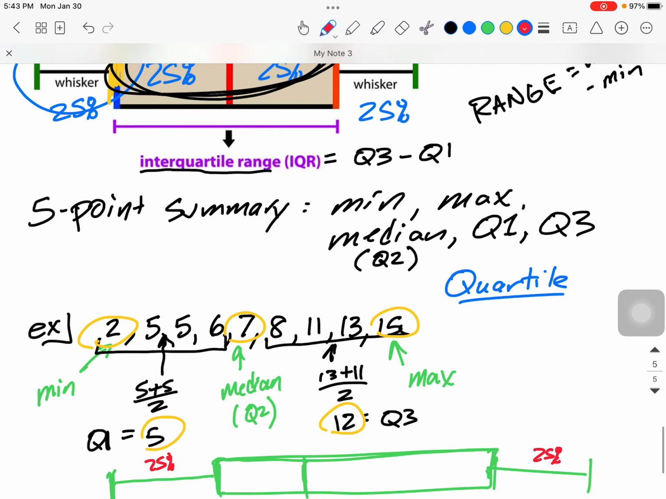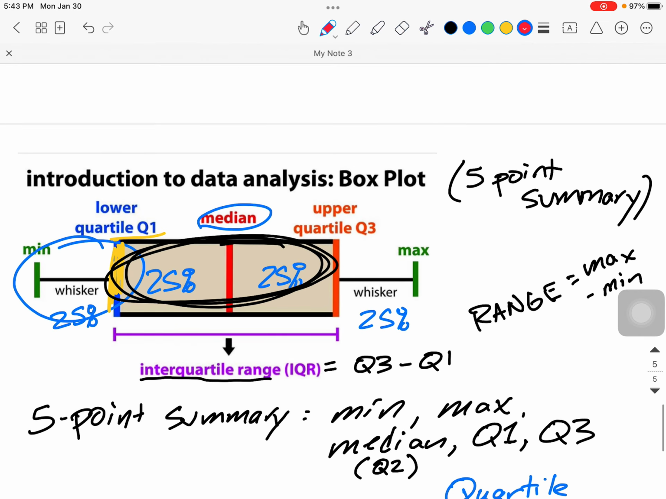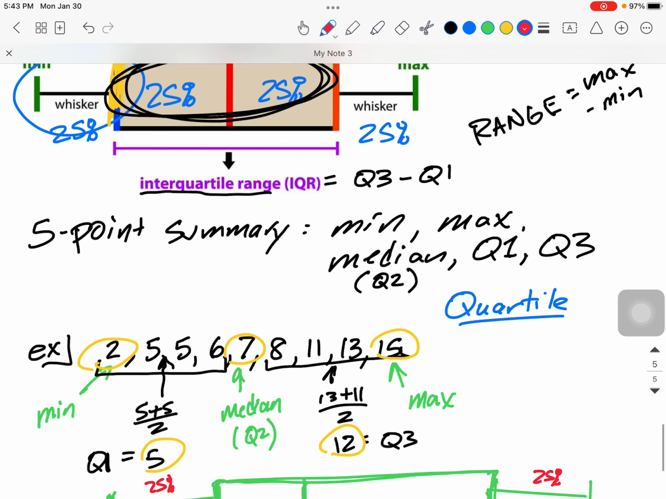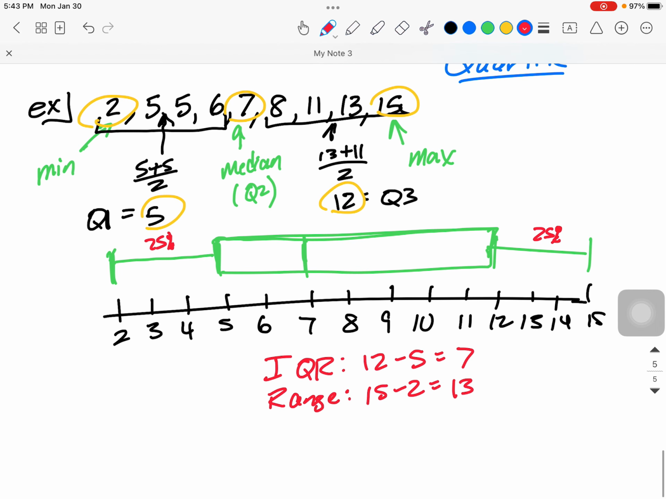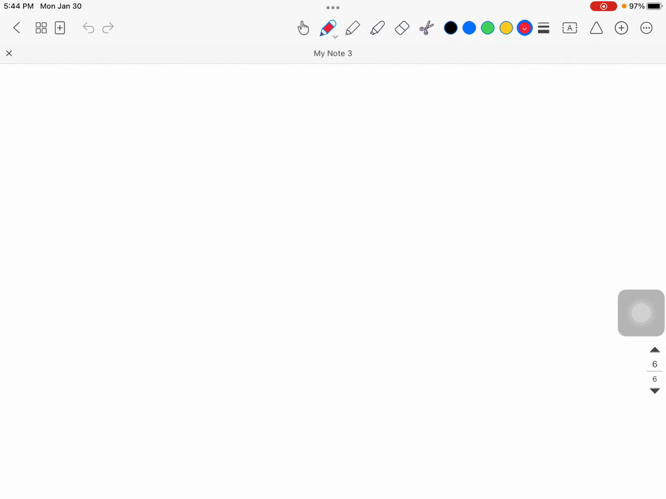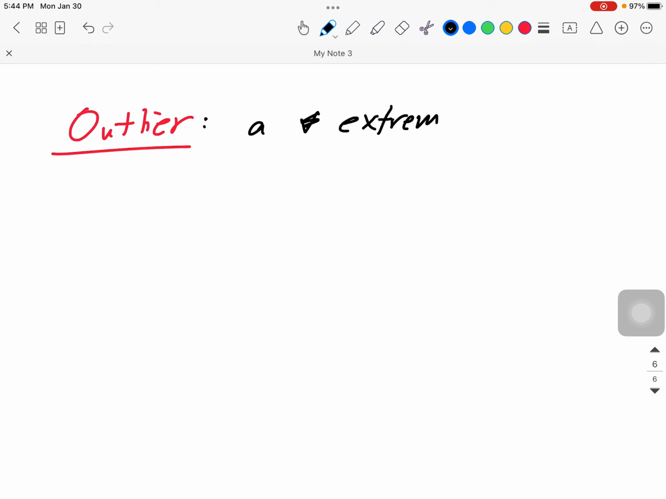The last thing that I'll include in this video, because I try to keep them short, is that one of the main things the IQR is used for is to find what's called an outlier. We've talked about this a tiny bit in class, but an outlier is basically a value, sometimes called an extreme value, that can skew the data.